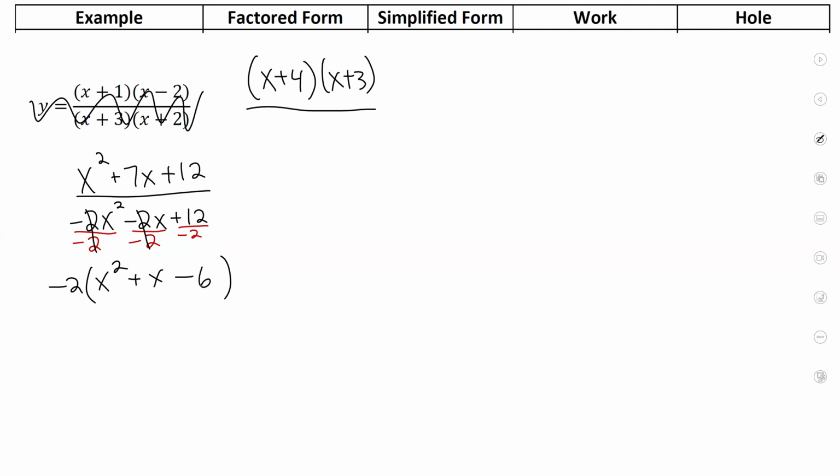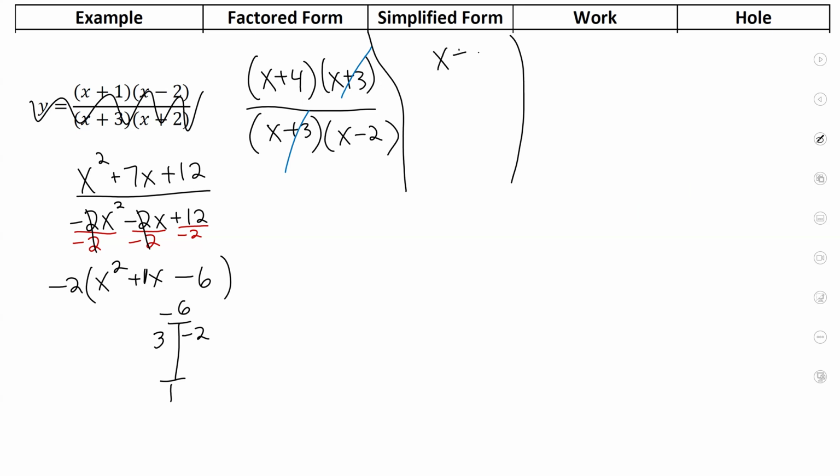Do we do an eye chart? Yes. So I need two numbers that multiply to negative 6, add to 1. What were they? Good, 3 and negative 2. 3 times negative 2 is negative 6. 3 minus 2 is 1. So those are your factors, x plus 3 and x minus 2. Do we see what cancels? Those. So your simplified form is x plus 4 over x minus 2.